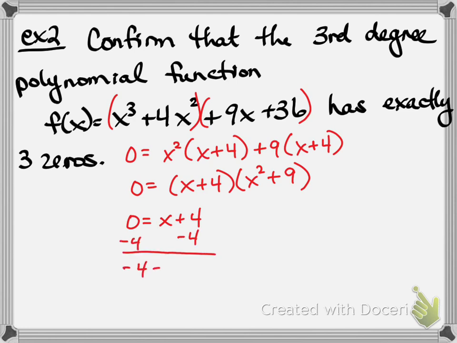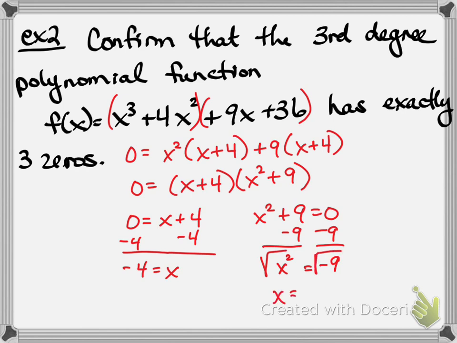So we get negative 4 for one of them, and x squared equals negative 9, and you're probably getting used to how this type of factor is going to work. Take the square root of both sides. So it's plus or minus 3i. And those are your 3 zeros. You have the zeros negative 4, 3i, and negative 3i.